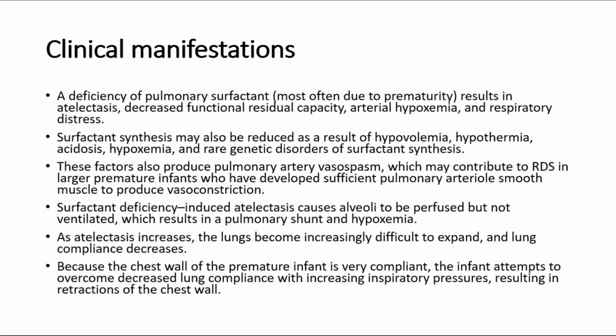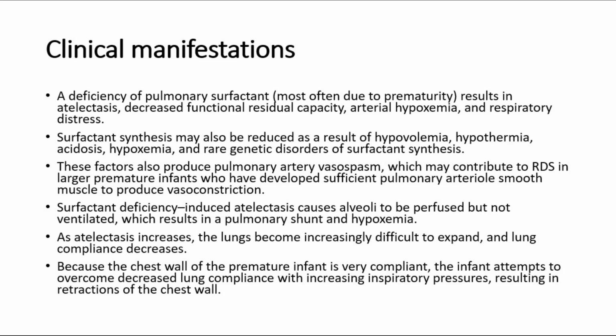For its clinical manifestations, a deficiency of pulmonary surfactant, most often due to prematurity, results in atelectasis, decreased functional residual capacity, arterial hypoxemia, and respiratory distress. Surfactant synthesis may also be reduced as a result of hypovolemia, hypothermia, acidosis, hypoxemia, and rare genetic disorders of surfactant synthesis. These factors also produce pulmonary artery vasospasm, which may contribute to IRDS in larger premature infants, who have developed sufficient pulmonary arterial smooth muscle to produce vasoconstriction.